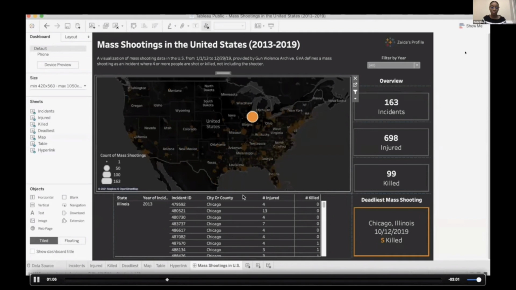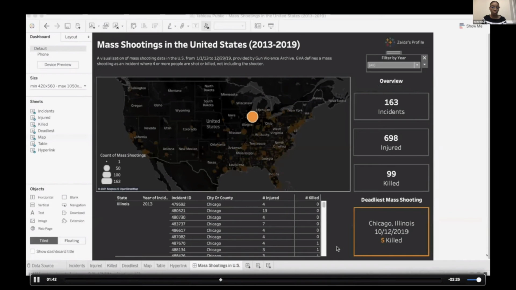The table underneath the map shows all the shootings in Chicago, Illinois from 2013 to 2019. On the side, you can see in the overview, it counts 163 incidents, 698 people injured, and 99 people killed. The deadliest mass shooting over that 6-year span in Chicago, Illinois occurred on October 12th, where 5 people were killed. Right now, the dashboard is only filtered to a single location, Chicago.